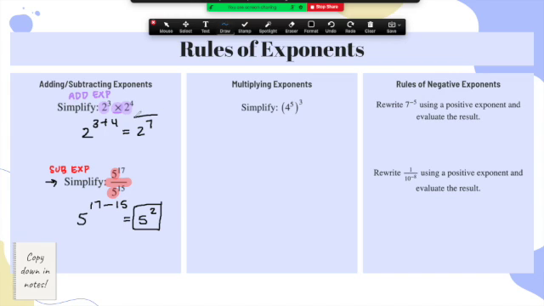Okay. The only time I'm going to be multiplying exponents is whenever I have parentheses with an exponent on the top. So if we have here 4 to the power of 5, and it's also to the power of 3, in this case, I can change it to 4 to the power of 5 times 3. 4 to the power of 5 times 3 just equals 4 to the power of 15.